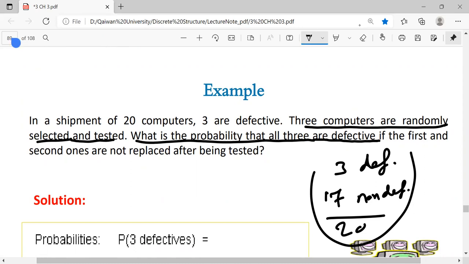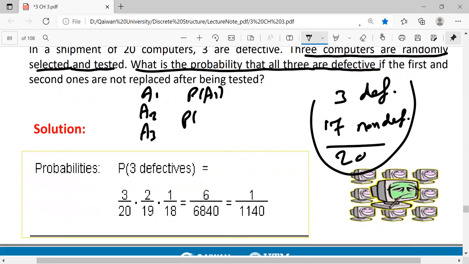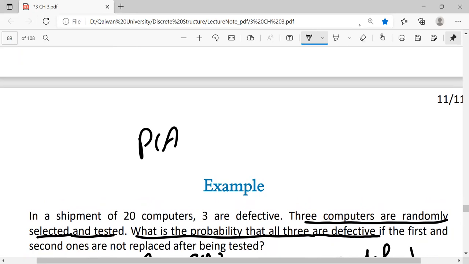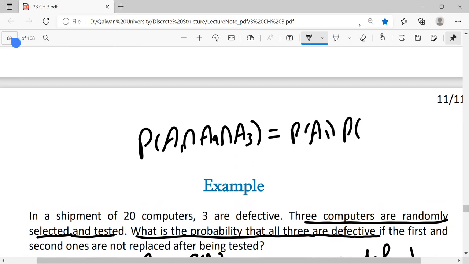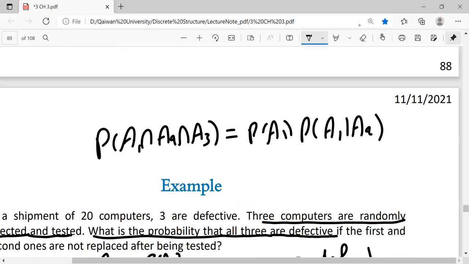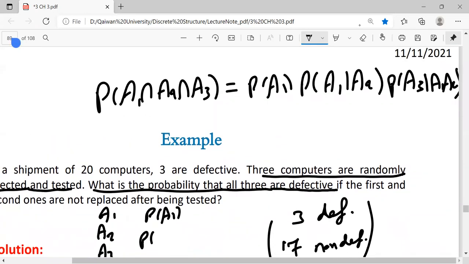So here we have three events, A1, A2, and A3. We apply the rule: probability of A1 intersection A2 intersection A3 equals probability of A1 multiplied by probability of A2 given A1, multiplied by probability of A3 given A1 and A2. So here we must find these three. Probability of A2 given A1 means finding the probability of A2 after choosing the first one. And then for the third one, after choosing the first and second one, we do the third. It's the same as the above one.